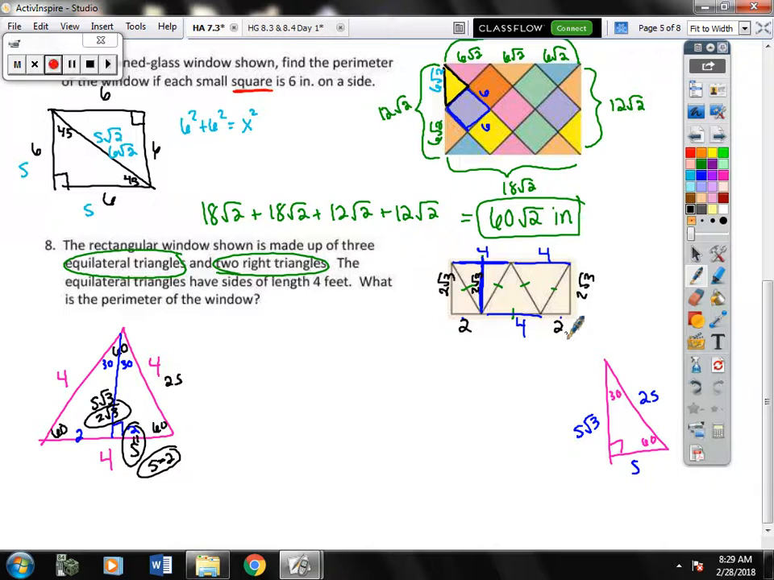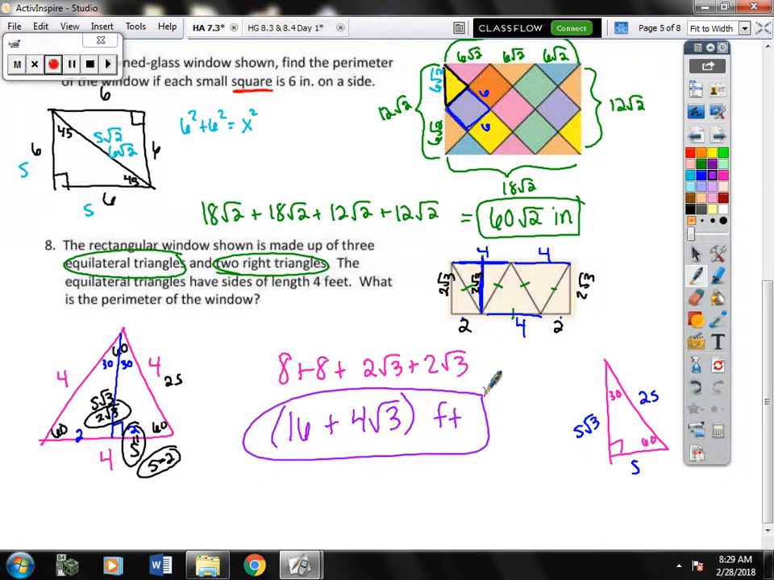Now we just need to add around to see what we get. So we should have 8 plus 8, which is the top and the bottom, plus 2 root 3 plus 2 root 3. Now, you cannot add the regular numbers with the numbers that have radicals, so you're going to have a binomial as your final answer. We should have 16 plus 4 root 3. Usually they'll put in parentheses, feet. But if you don't put the parentheses, I don't care.